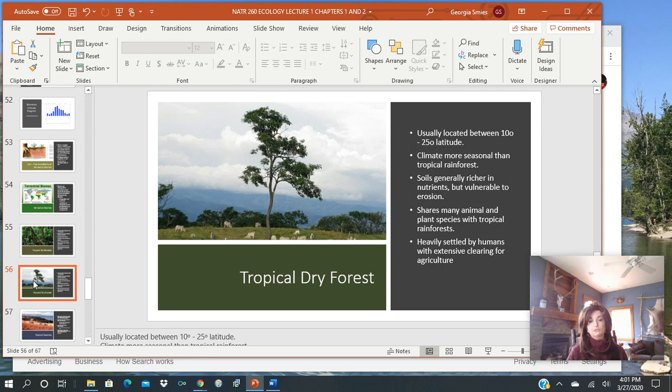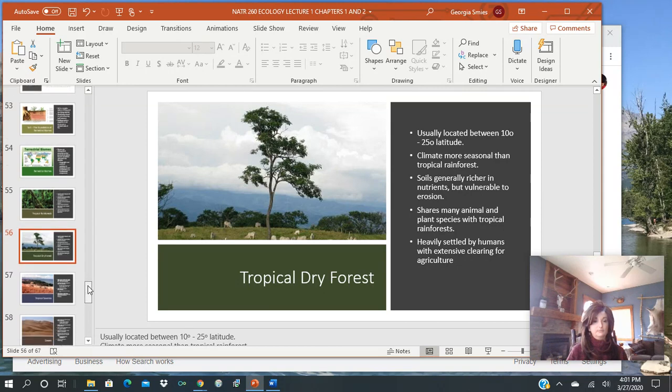Next, we have tropical dry forests, and you can read those characteristics here. Again, these have been intensively cleared because they also are great sites for either growing crops or running herds of animals.